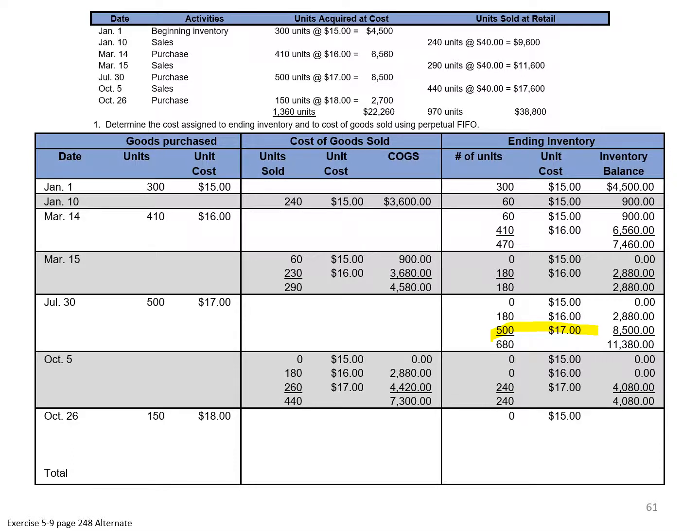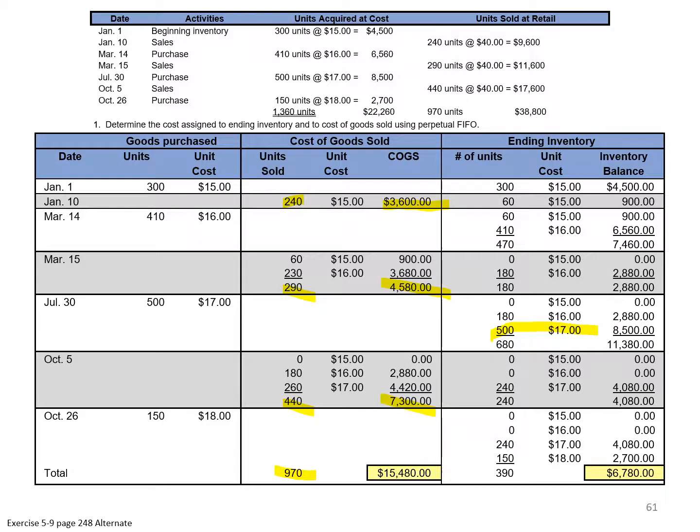we purchased 150 units. So we have 0 left in our ending inventory at our $15 price point, nor do we have any left at our $16 price point. We have 240 at our $17, and now we have 150 at 18 bucks. So we've got units sold of 970, that's our 240 plus our 290 plus our 440, at a cost of $3,600 plus $4,580 plus $7,300, or $15,480.